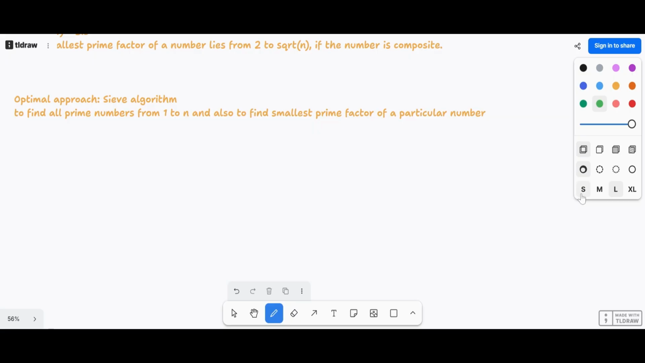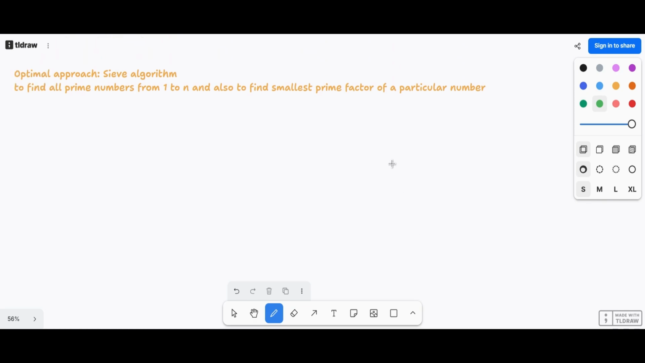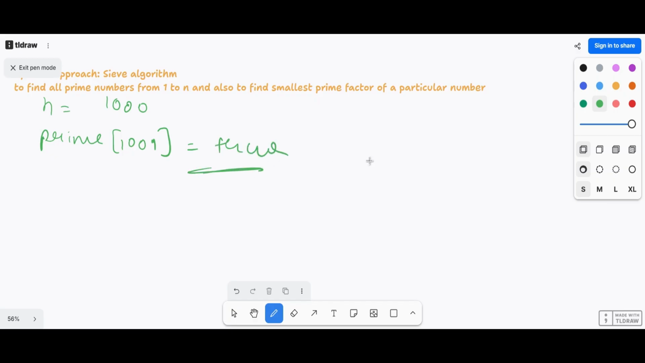Okay, let's say, how does this algorithm work? Consider you have the maximum of n given as 1000 in this case, and you will make one prime array of size 1001 and assign it as true. That means all are prime numbers. I'm initially assigning all as prime numbers.